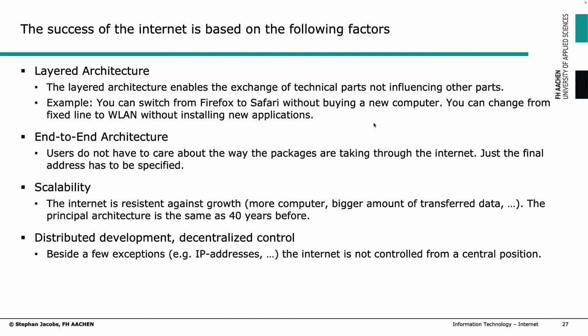If you compare it, for example, to a car, then you have to make yourself aware of the way from, for example, Aachen to Berlin. You have to decide at each crossroad if you have to go left or right. Nowadays, if you have a navigational system, you could argue cars have become an end-to-end architecture as well.